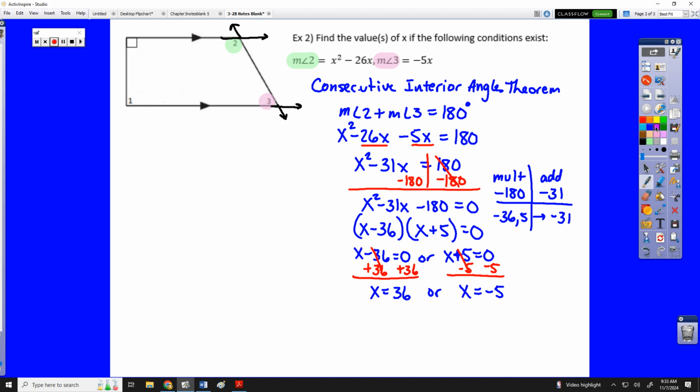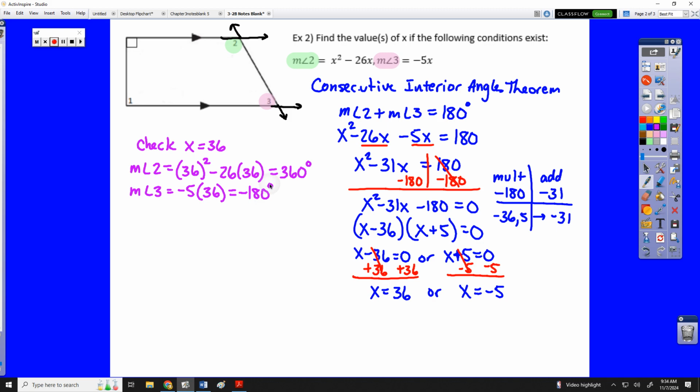Now again, this is one of those things where it's possible that our answers could not work, so we do have to check them. So we'd start with x equals 36, and we're going to plug that value into both the measure of angle 2 and the measure of angle 3 to see if they work. So that would be 36 squared minus 26 times 36. We're going to feed that to our calculator, and we get 360 degrees. On the other angle, we go negative 5 times 36, which would be negative 180 degrees.